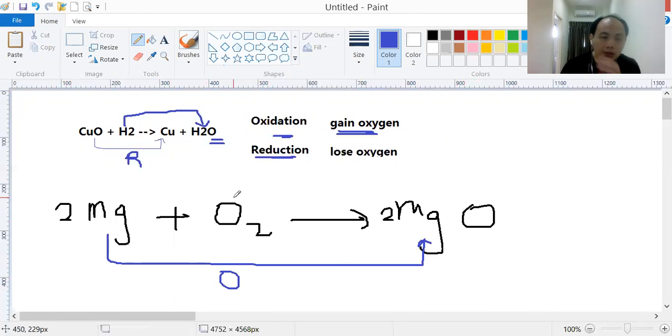And oxygen, according to what we have discussed, reduction means lose oxygen, but oxygen become magnesium oxide. So I can't see any loss of oxygen, but it is reduction. So in the next chapter, we will learn something else to explain why oxygen become magnesium oxide. It is reduction, and magnesium is oxidation.